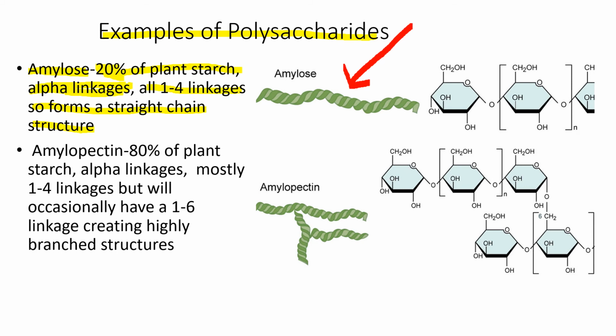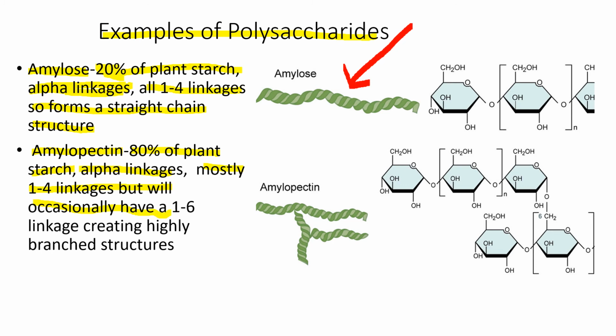There's another type of polysaccharide that's found in these plant starches, and that's amylopectin. Amylopectin makes up about 80% of plant starches. Again, it's all alpha linkages, and they're mostly 1,4 linkages, but occasionally you're going to get something other than a 1,4 linkage.